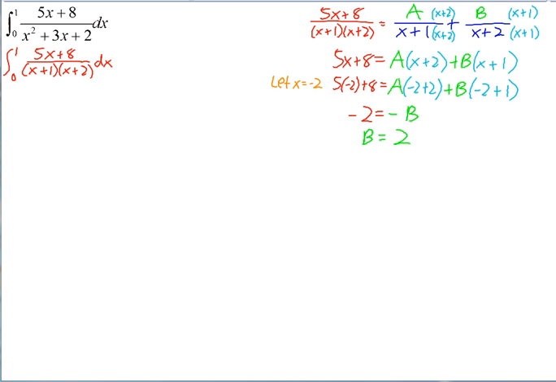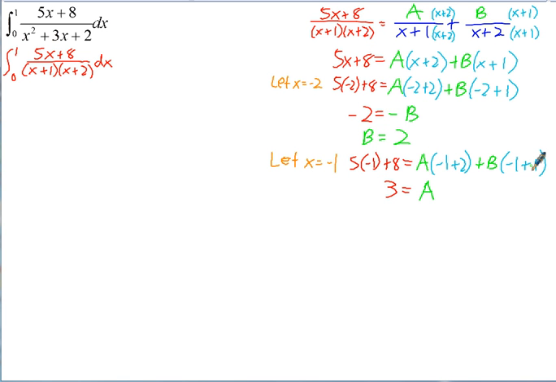To get to A, given that x equals -1, then 5 times -1 plus 8 equals A times (-1 + 2) plus B times (-1 + 1). Well, that gives you 3 equals A times 1, and the B term is 0, so A equals 3. So we can split it up.